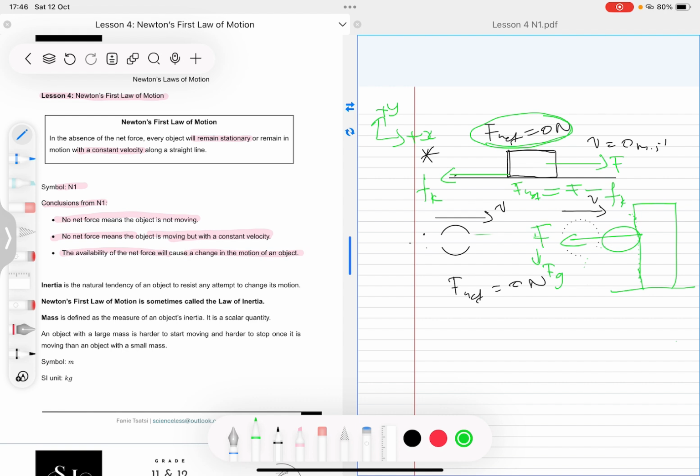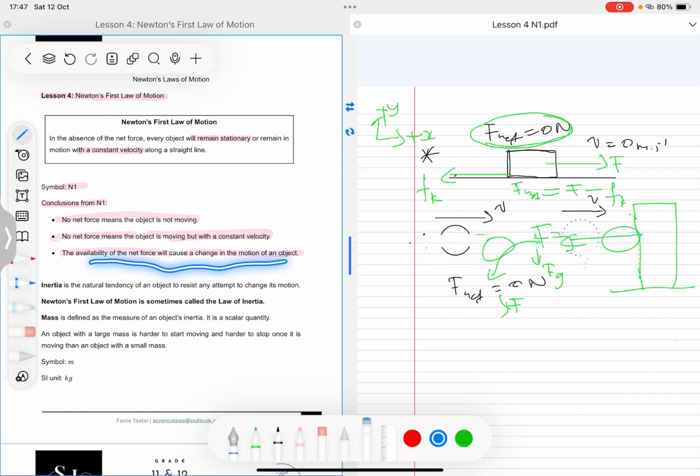So this will cause some form of a net force, because now when you add your forces, it won't be 0 anymore. You'll have to incorporate this F here. Now this force will cause the object to change and move in the opposite direction, to go in this direction. So there is a change in motion when there is a net force. This statement actually prepares us to look at Newton's second law in our next lesson.